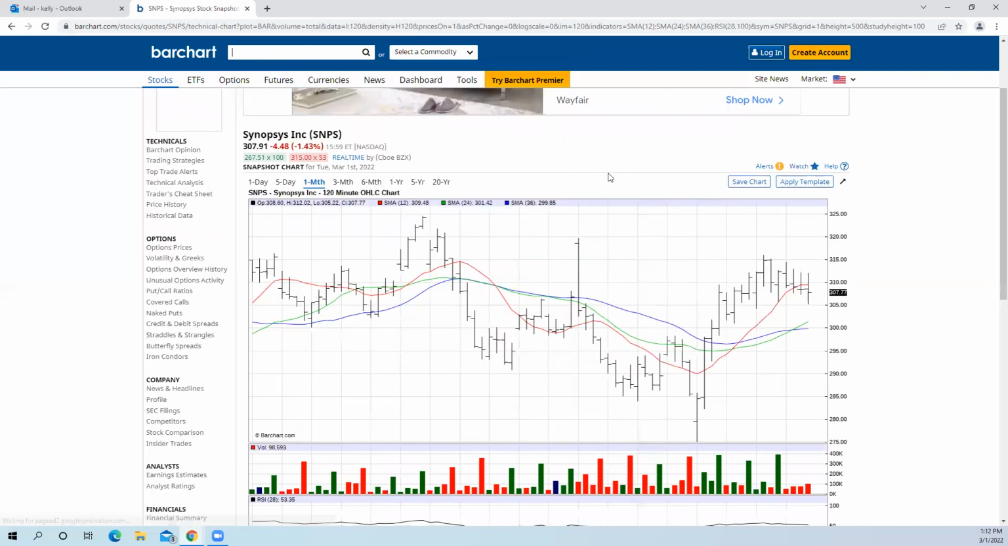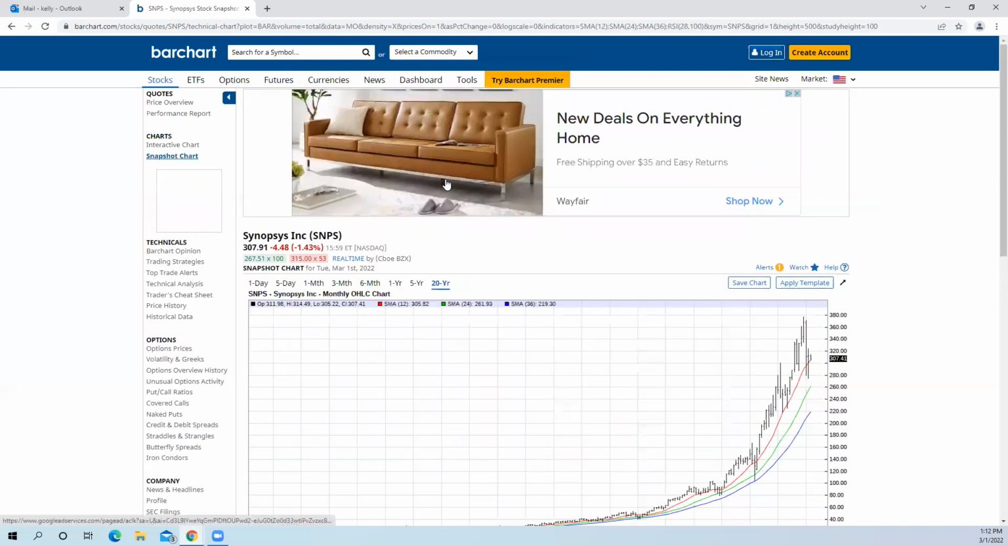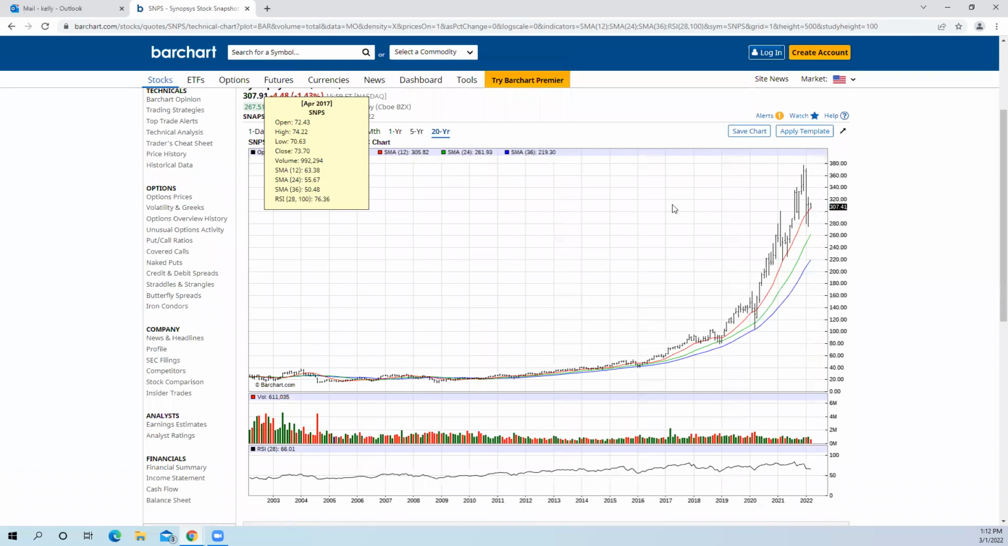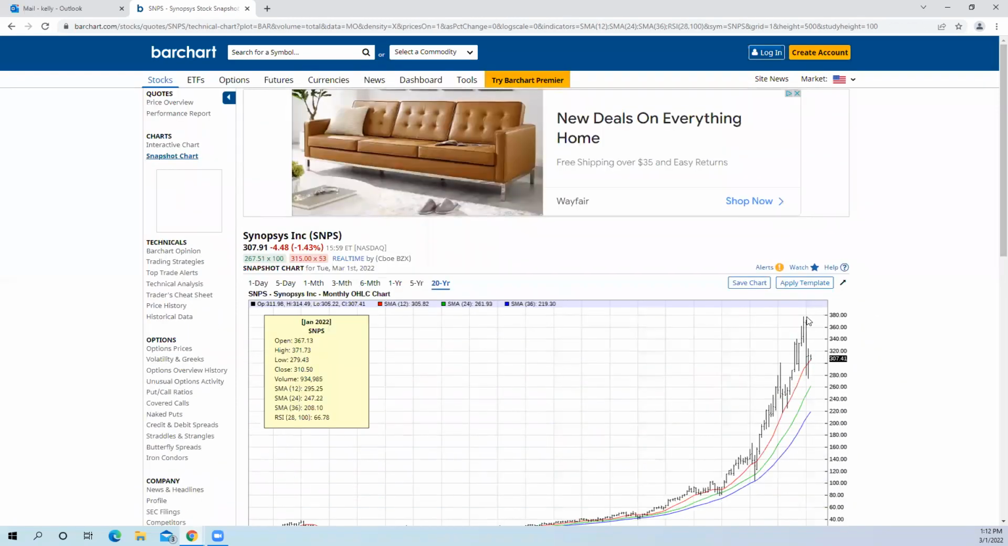Okay, let's go to the next guy, SNPS. All right, this guy here is also back in the tank after having a big move, but let's see what it looks like. Okay, this thing had a big blow off top at 380. So people are wondering if it's time to get in.